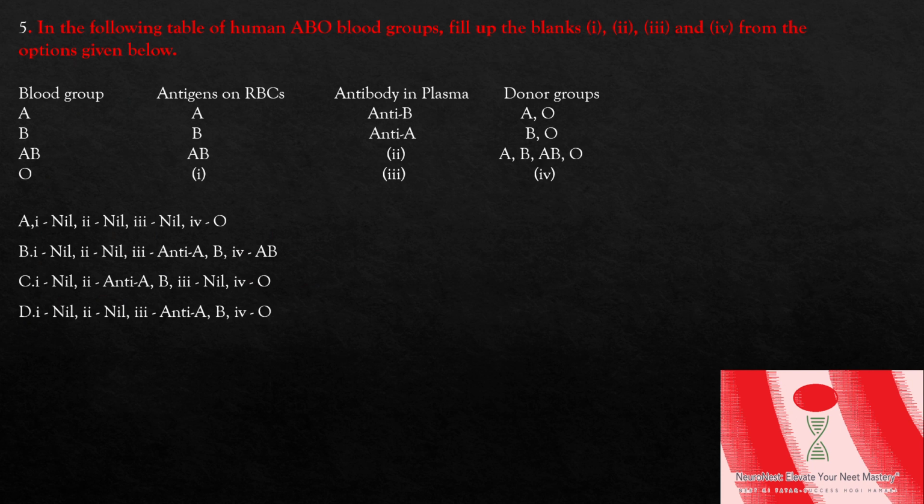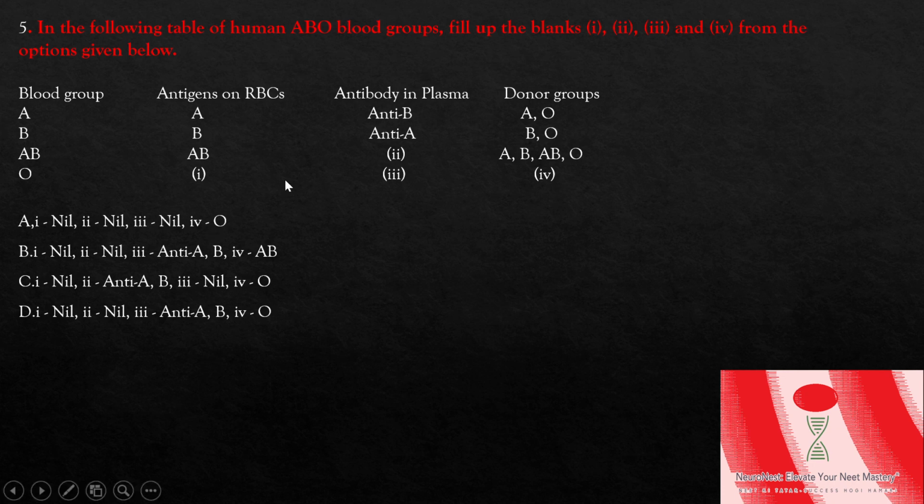Now this is a very tricky and very important question. In the following table of human ABO blood group, fill up the blanks 1, 2, 3, 4, and 5 from the options given below. A blood group, antigen on RBC A is correct. Antibody in plasma, anti-B, that is also correct. And donor groups A and O. So the person from the A blood group can receive blood from the A group or O blood group. Similarly, a B person also receives B and O group.